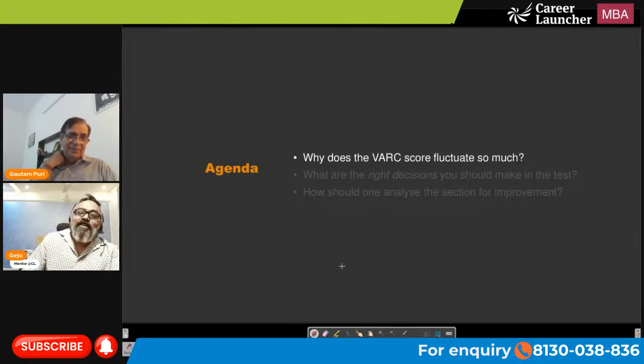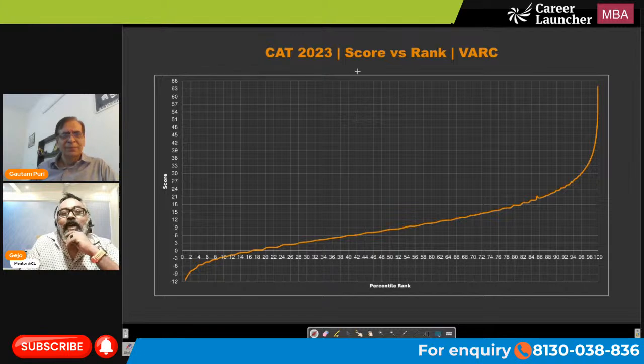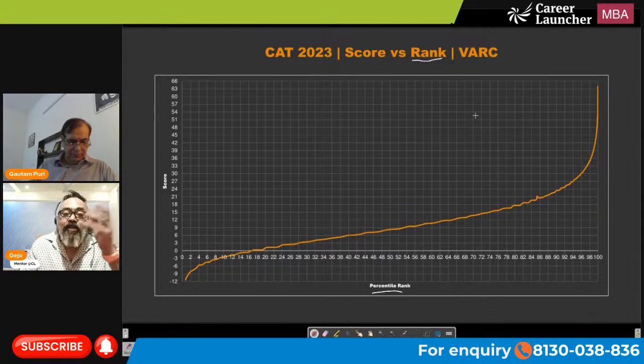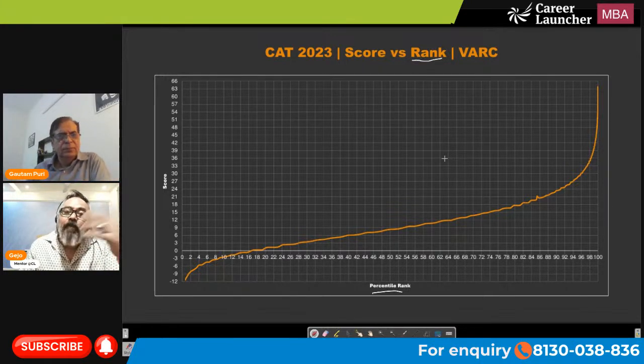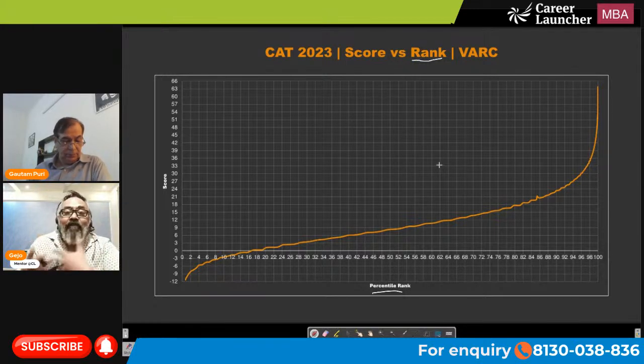So why does the VRC score fluctuate? The question is, of course, that fluctuation does happen. I'll put up the CAT 2023 score versus rank. When I say rank, it is the percentile, for the VRC section scaled score. This is based on the response sheets that students posted on our site. About 25,000 to 30,000 students gave their response sheet after the CAT. So we have that data. It may not be the data of the entire 2 lakh, but nevertheless gives a good perspective.